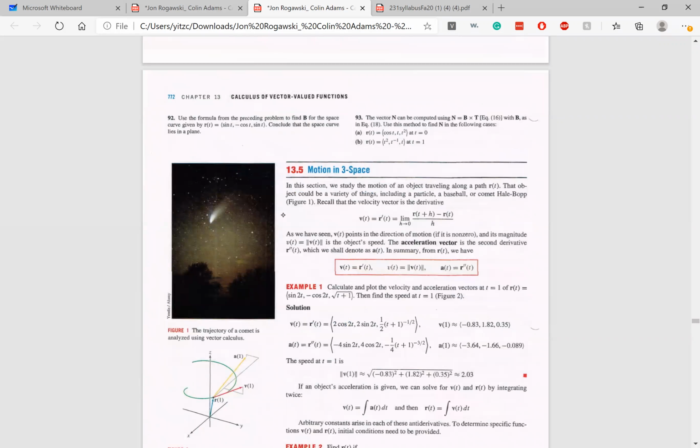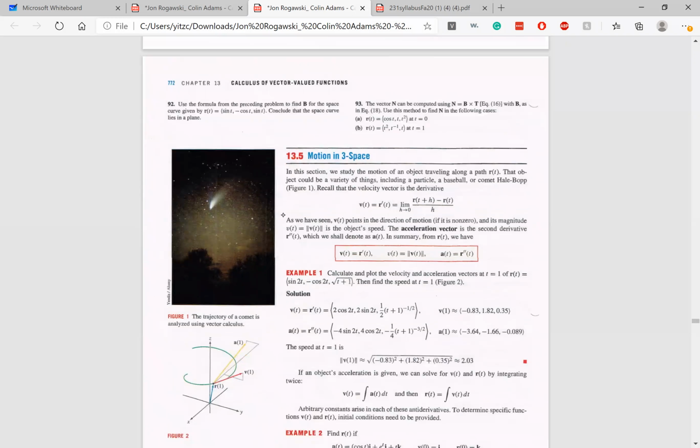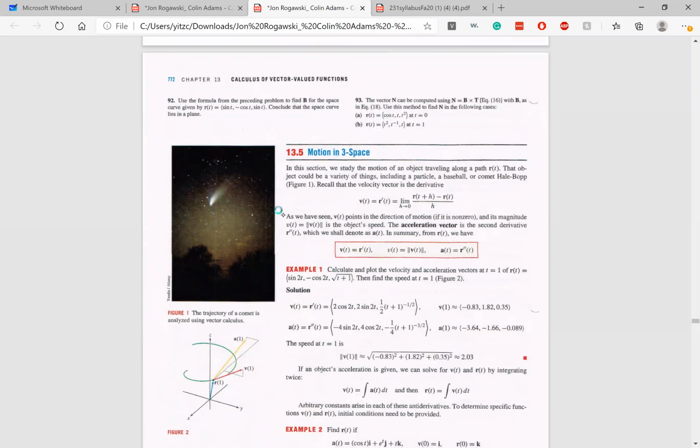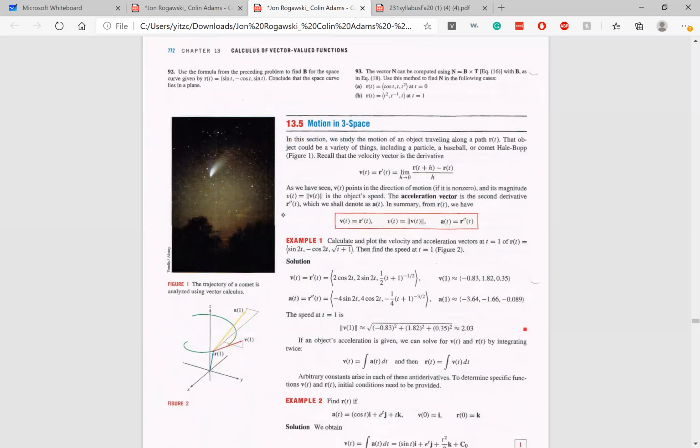So again, the velocity over here is going to be equal to r prime of t, or at least you could look at the magnitude to know your actual speed. And the acceleration is going to be r double prime at a given point. Now they want us to calculate and plot the velocity and acceleration at t equals 1 for r of t equal to sine of t, negative cosine of t, and the square root of t plus 1.